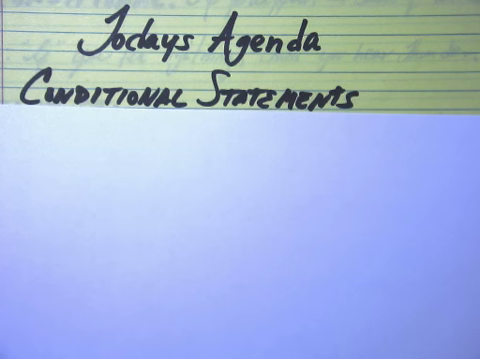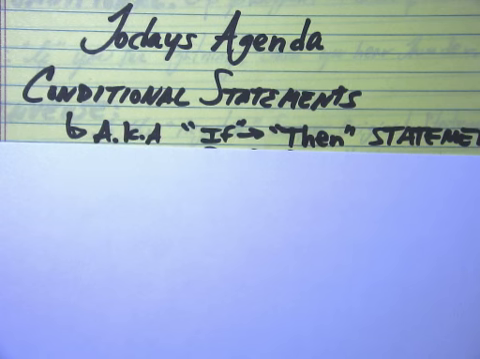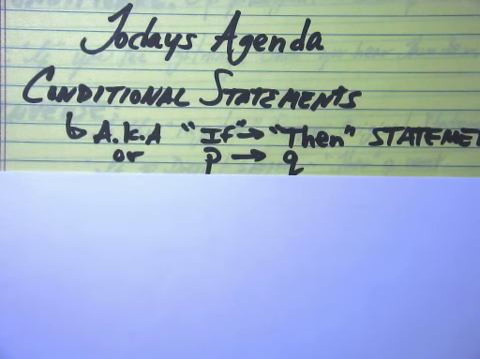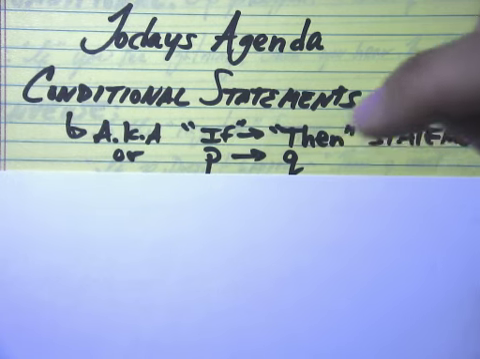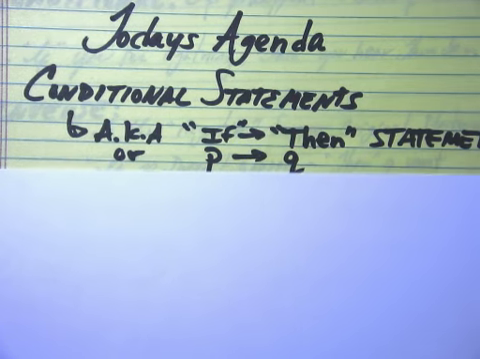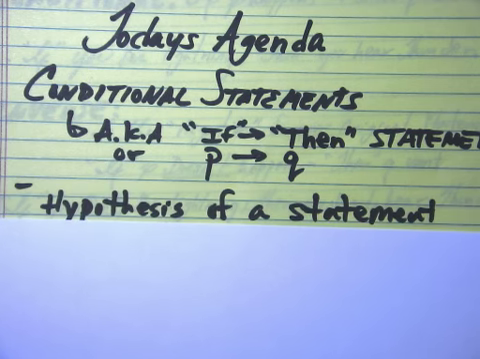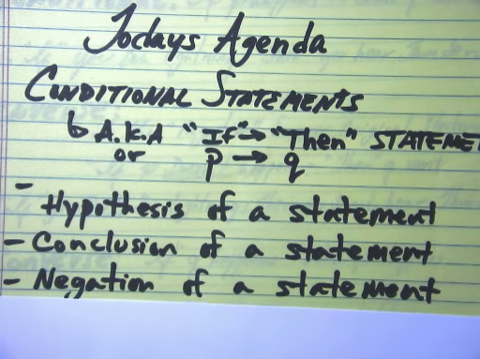Some of those preliminary or basic things about conditional statements are that they are called if-then statements. So a conditional statement is also known as an if-then statement, or P to Q, a P to Q statement. The if is the P part, the then is the Q part. That means that if P happens, then Q happens. That is what a conditional statement is. We're also going to talk about what a hypothesis of a statement is, what a conclusion of a statement is, what a negation of a statement is.